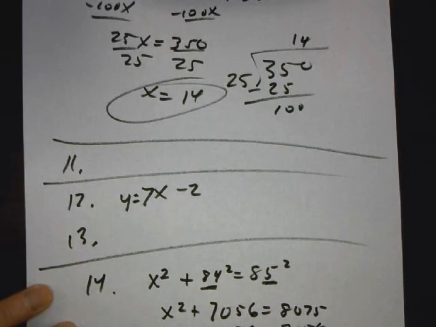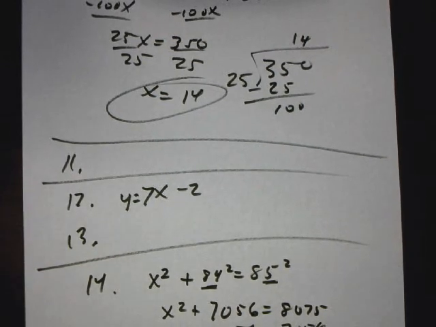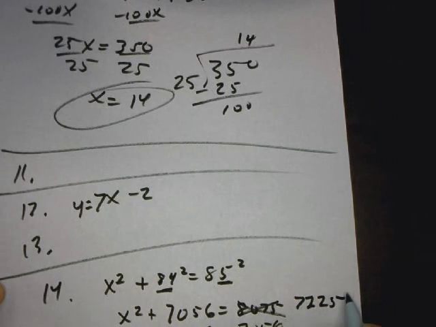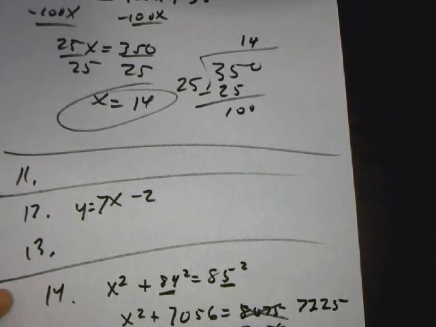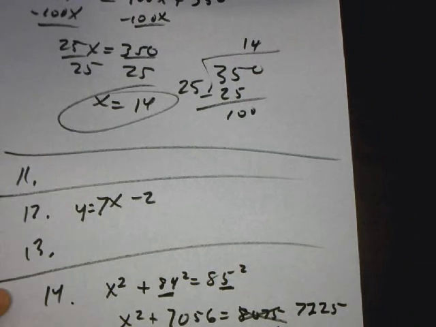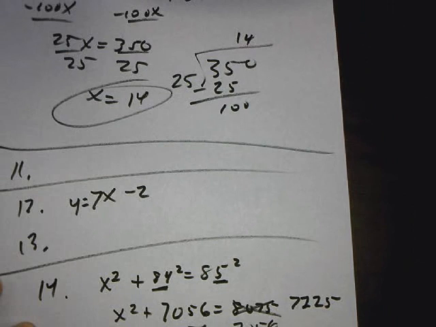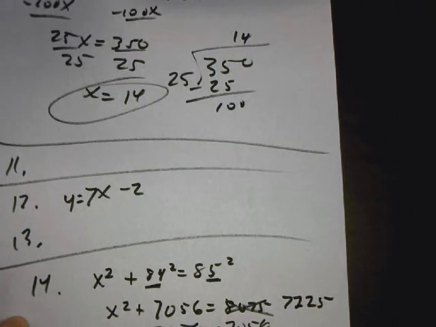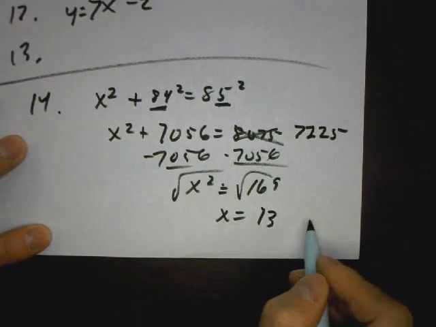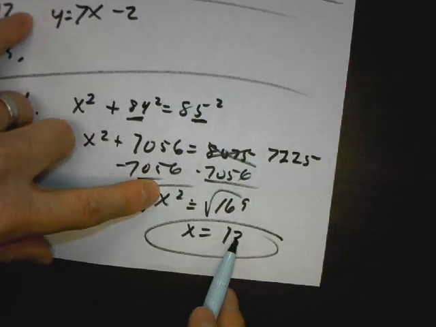Okay, and the difference, let's see here, 80, okay, I messed up. That is 7225. This one is 7056. Now subtract these two. And that's a perfect square, and so, oh my goodness, there we go. So I get a difference of 169. That's square root of 169.